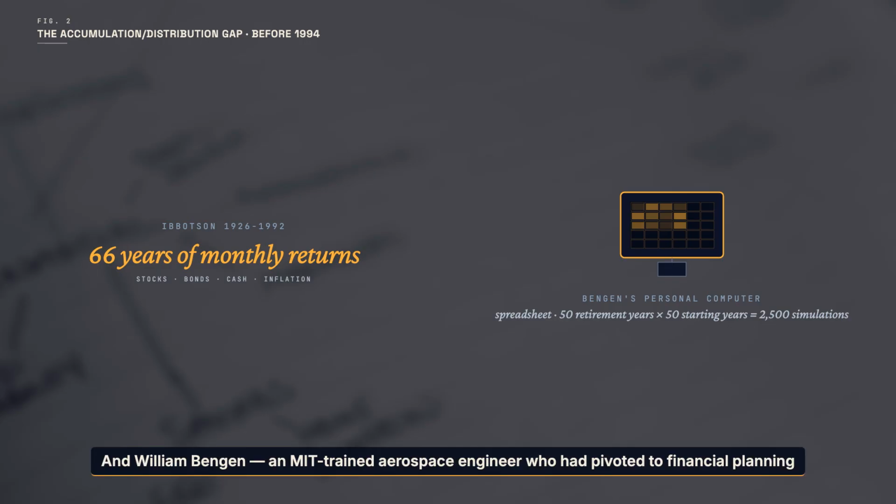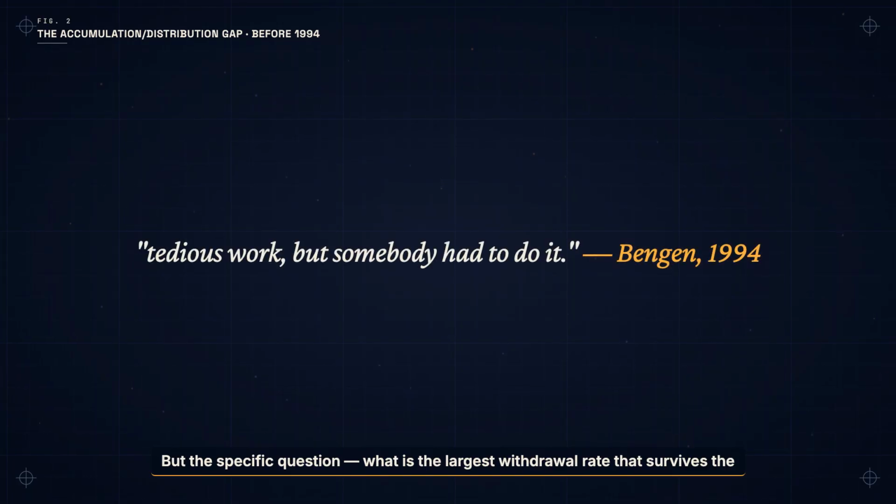And William Bengen, an MIT-trained aerospace engineer who had pivoted to financial planning, had a personal computer and a methodical mind. The combination is the part that matters. Computers had been around for 2 decades. Long historical datasets had been around for longer. But the specific question, what is the largest withdrawal rate that survives the worst possible 30-year starting year, had not been asked in this form.